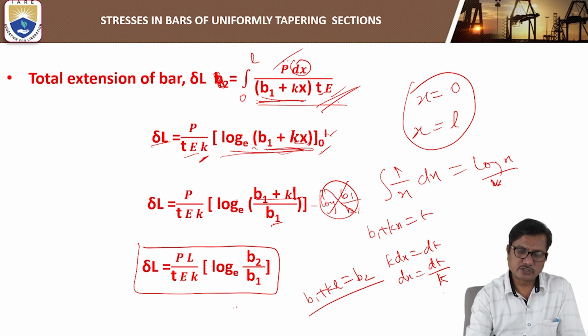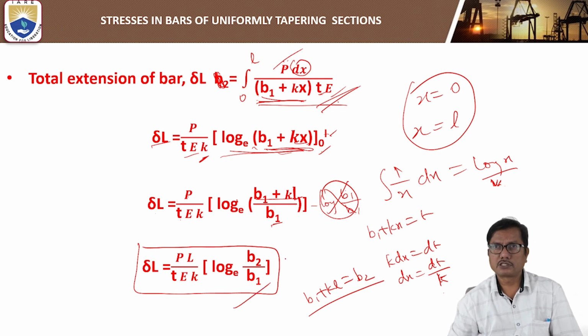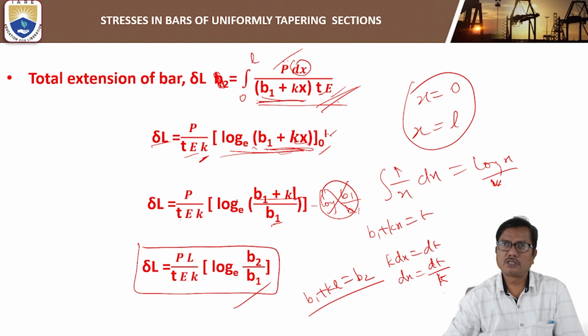So this is the expression for the total elongation of a trapezoidal bar, a bar of uniformly tapering section, the cross section being a rectangle. Understand?